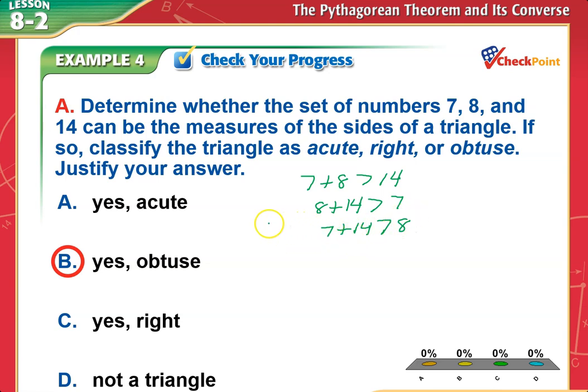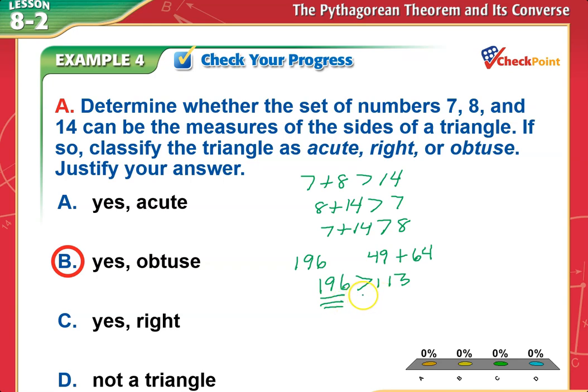Okay, and then we take the 14 and we square it. And 14 squared is 196. And then we're going to square the 7, and we're going to square the 8. And then we're going to add those together. And that ends up being 64 plus 49 is 113. And definitely 14 squared, 196, is greater. Okay, so remember, always write down your hypotenuse, or I'm sorry, your longest length squared first.